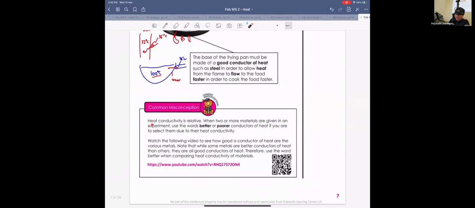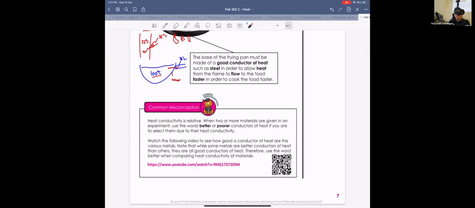Common misconception: heat conductivity is relative. Relative means if you compare two things, you cannot say copper is a good conductor of heat. Copper is a type of metal. You cannot say copper is a good conductor of heat and steel is a poor conductor of heat. Why? They are all metals, so they are both good conductors of heat. So you must say copper is a better conductor of heat than steel.